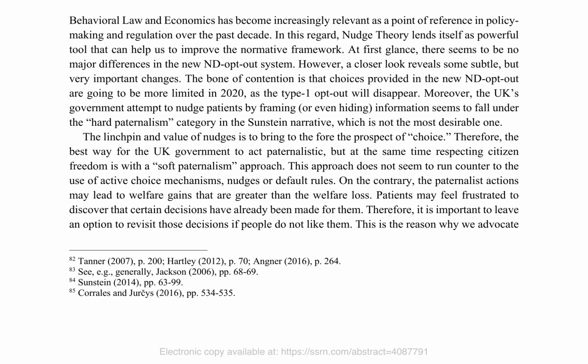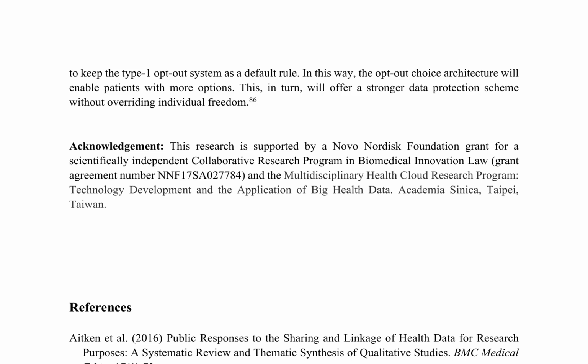a one-size-fits-all approach. The application of behavioral law and economics in policymaking has gained significance, with nudge theory being a valuable tool for improving the normative framework. The UK's new end opt-out system, however, raises concerns, as the limited choices provided may be seen as hard paternalism. The value of nudges lies in promoting choice, and a soft paternalism approach is advocated, which respects citizen freedom while promoting welfare gains. This approach is compatible with active choice mechanisms, nudges, and default rules.